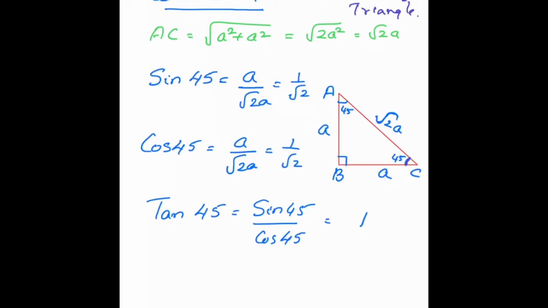And cos 45 is adjacent side BC by AC. So it is a by root 2a, equal to 1 by root 2. And tan 45 will become sine by cos, 1. If you are taking this other angle, there also it is the same thing. Sine 45, opposite side BC by AC, so a by root 2a. So it is 1 by root 2. Hope it is clear for you. Now we will do the remaining angles also.